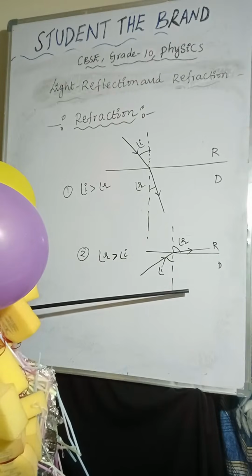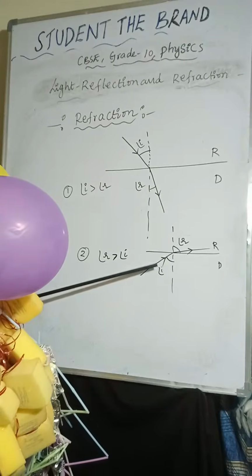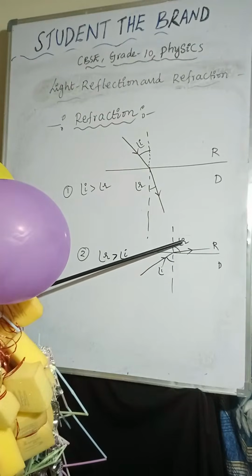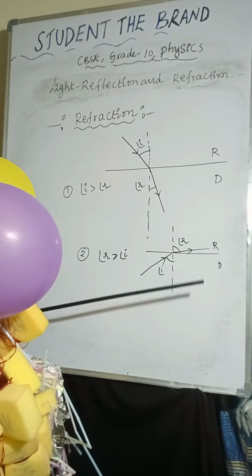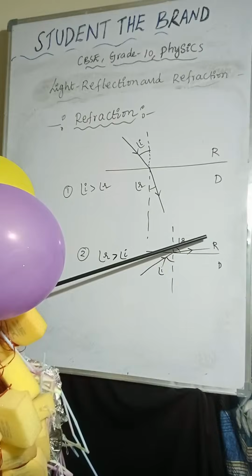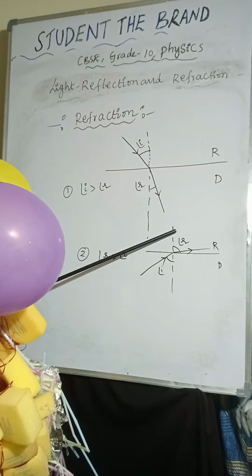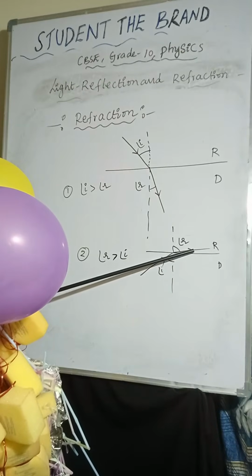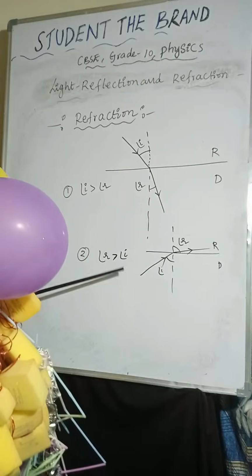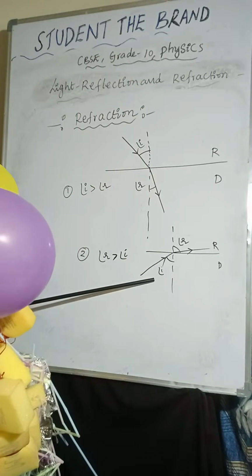Here you can observe the light ray is moving away from the normal line, so the angle of refraction is greater than the angle of incidence. When it is moving from denser to rarer, the speed is increasing. That's why the refracted ray is moving away from the normal line. So the angle of refraction is greater than the angle of incidence.